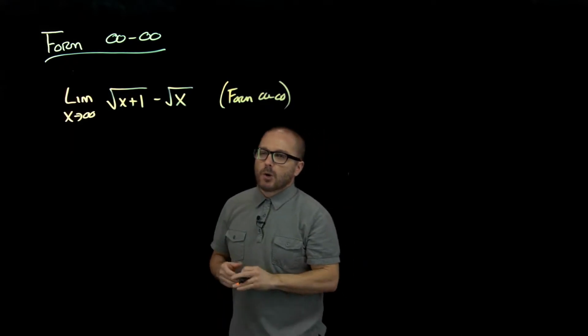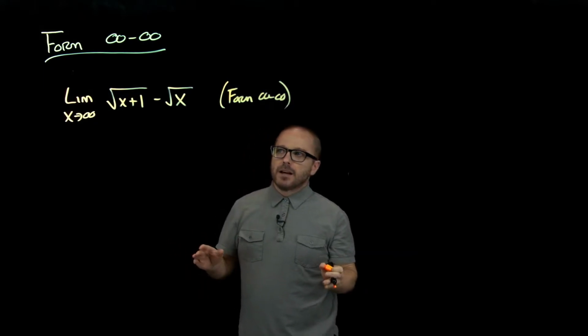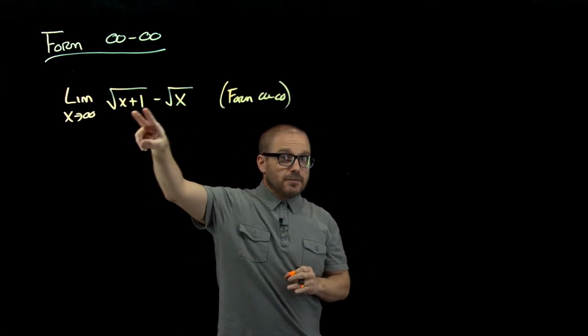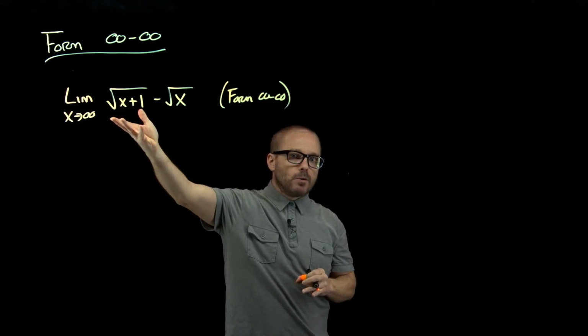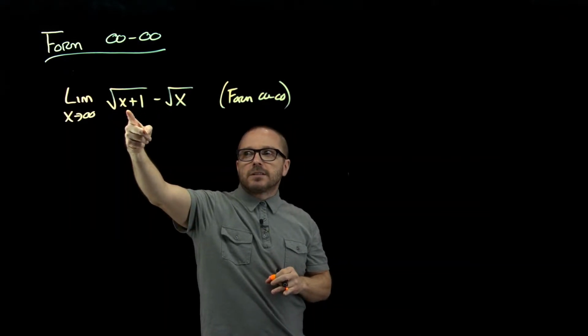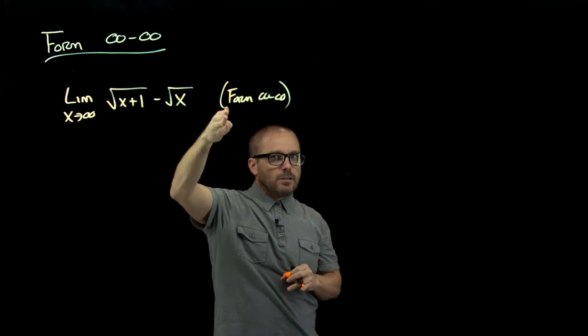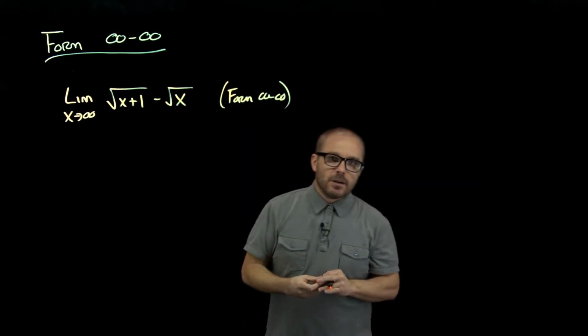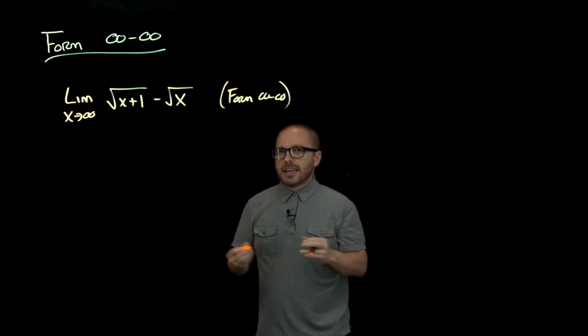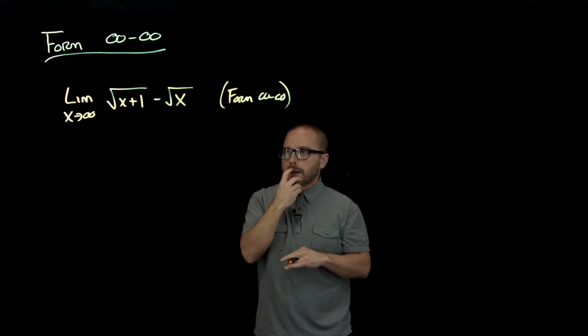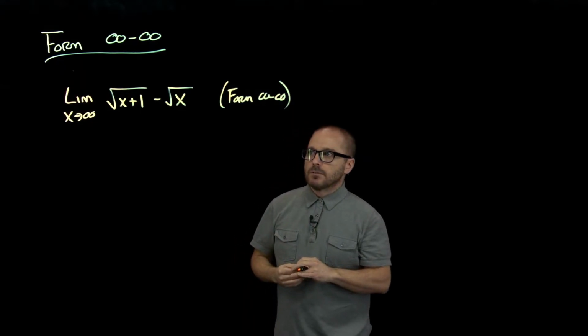And there's a pretty good hope that those are going to cancel, right? Because these aren't drastically different functions. They're both square root functions. One is just advanced one unit ahead of the other one. So we would probably guess that those are going to cancel, but we gotta see that happen rigorously.